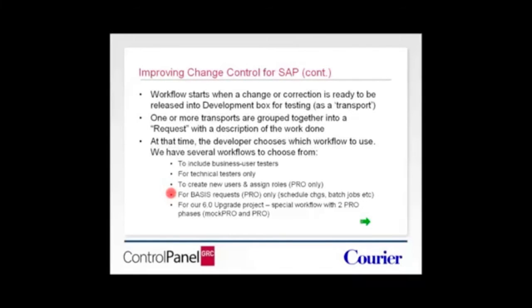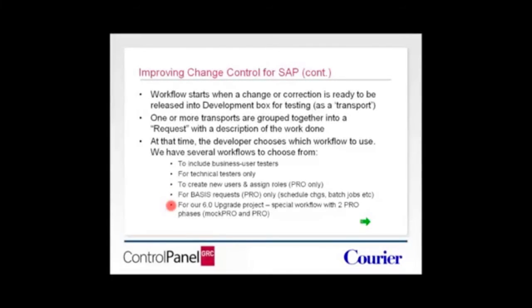Another way we're using the workflow in the Control Panel product is to send basis requests over, and that way it's documented, the approval is documented. So if we have to change the schedule on a batch job, we've made a workflow for it, and we can just send the request through, and it just has worked out really well for us.